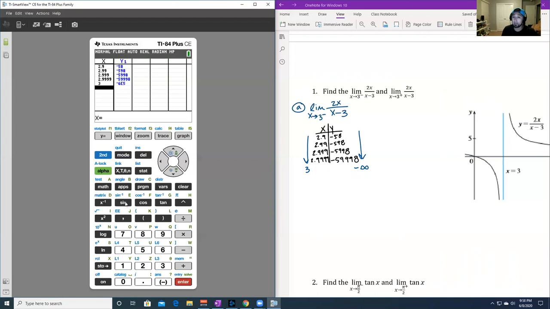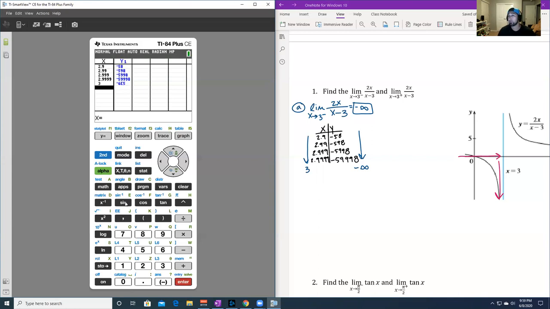So what we can say is that based on our limit, without even looking at that graph, right? That graph is there just to support our answer. Based on our XY charts, based on our calculations, we can say that the limit as X approaches 3 from the left of 2X over X minus 3 will head towards negative infinity. And if you look over on the graph, that is true, because as I approach 3 from the left, my y values are headed towards negative infinity. So always thinking of the graph is a good way to check your limit work. Check your xy tables.